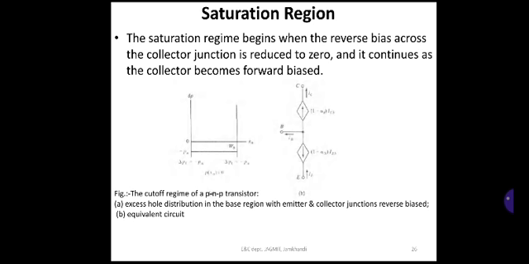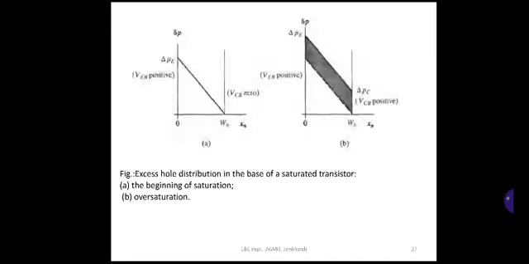As we already discussed, the saturation region begins when the reverse bias across the collector junction is reduced to 0, and it continues as the collector becomes forward biased. So in the saturation region, both the junctions are forward biased, that is, the emitter junction as well as the collector junction. This figure shows the excess hole distribution in the base of a saturated transistor. Figure A shows the beginning of the saturation and figure B shows the over saturation.